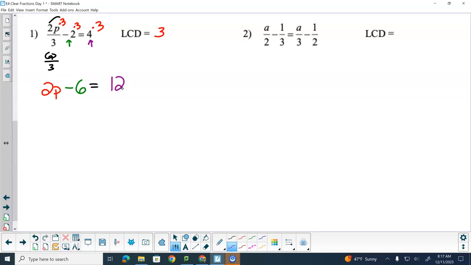Because now what are we going to do to solve this one? Add 6 to both sides. Then this goes away, and I'm left with 2p equals 18. And then divide both sides by 2. That goes away, and I'm left with p equals 9.